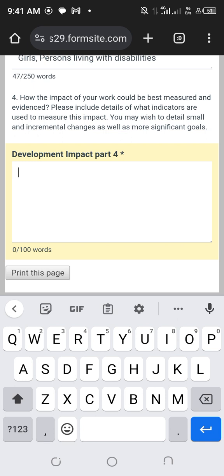How will you measure it? How will you know you're doing something? How will you know that you're fulfilling your goal? So you have to give numbers. Okay? Ensure that you mention the yardstick you will use to measure it. For example, you can say out of 1 million people living with disabilities in this community, they are not educated because they lack accessible education.